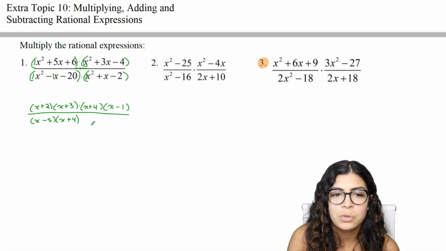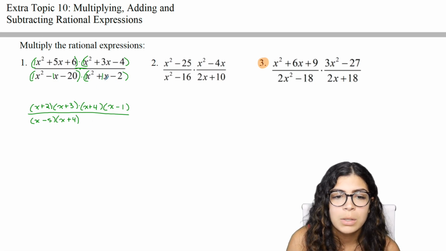So this will factor into x minus 5 times x plus 4. And then lastly, this trinomial, we're looking for multiplies to negative 2 and adds to positive 1. So that would be x minus 1 times x plus 2.